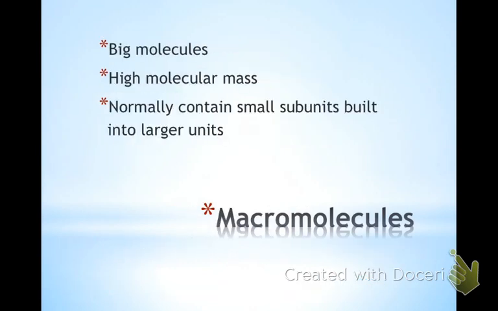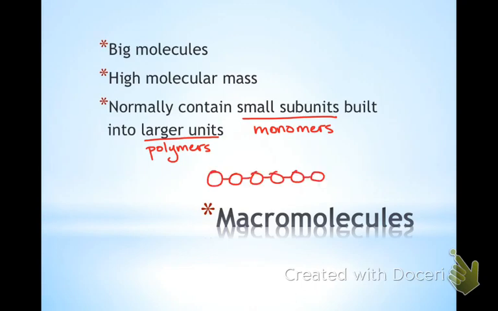So the macromolecules are macro, meaning big, molecules. They have a very high molecular mass, and to achieve that, you normally have to build them from smaller subunits. Those small subunits are called monomers. The large units they're built into are called polymers. Mono meaning one, poly meaning many. When simplified, they're often pictured as beads on a string, where the beads are the monomers and the string holding them together represents the covalent bonds.